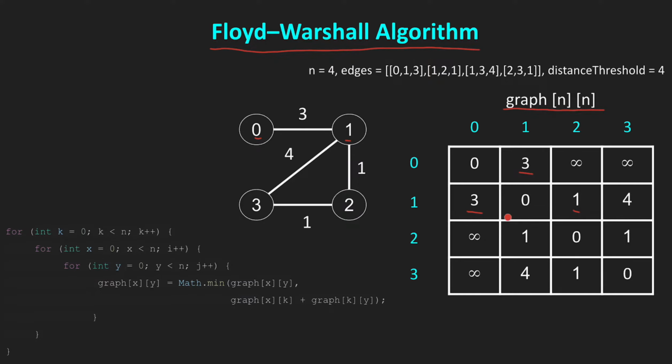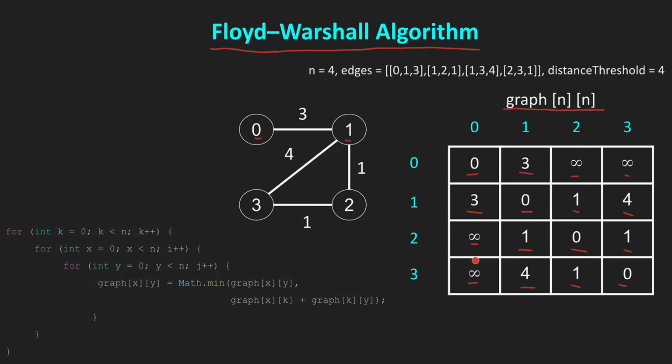Going from 2 to 1, the distance is also 1. Going from 1 to 3, the distance is 4, and from 3 to 1, the distance is 4. The last one is 2 to 3, which equals 1, and from 3 to 2 also equals 1. And from a city to itself, which means from 0 to 0, we are setting these values to 0. And for all other distances where we don't have a direct connection, for example from 0 to 2, we are setting all these values to infinity as we start. So that's our first step.